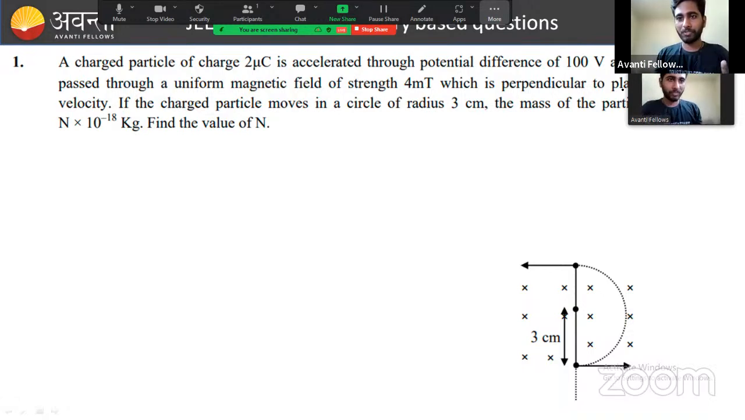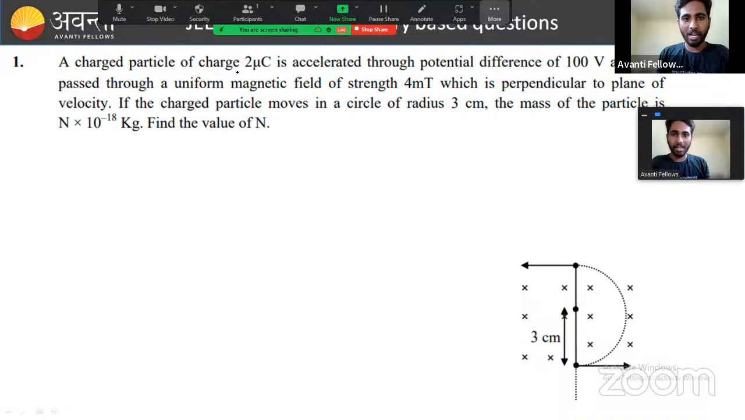Here, look at the question first. The first question for this class: a charged particle of charge 2 microcoulomb is accelerated through a potential difference of 100 volt. Accelerate bhi kiya hai. And then it passes through a uniform magnetic field of strength 4 millitesla. Magnetic field strength diya hai. And the magnetic field is perpendicular to the plane of velocity, means here velocity is perpendicular to the magnetic field, they are saying.